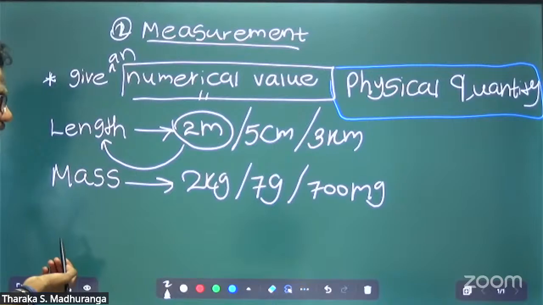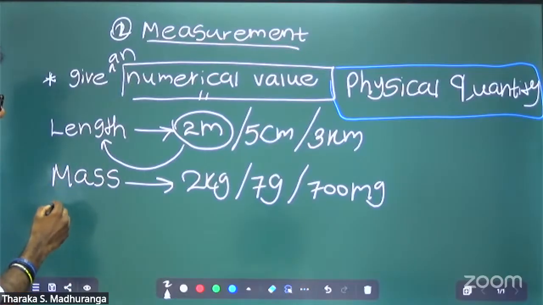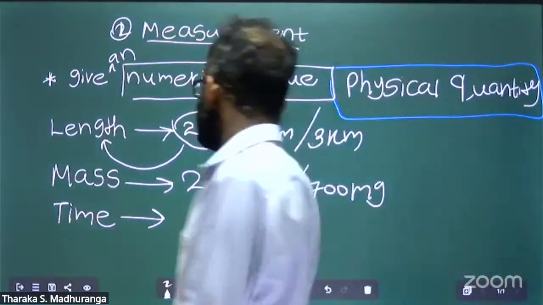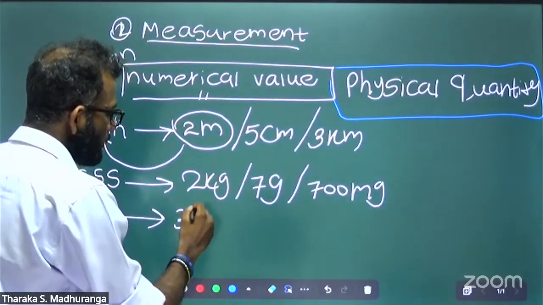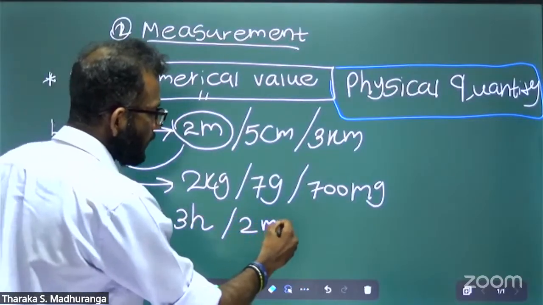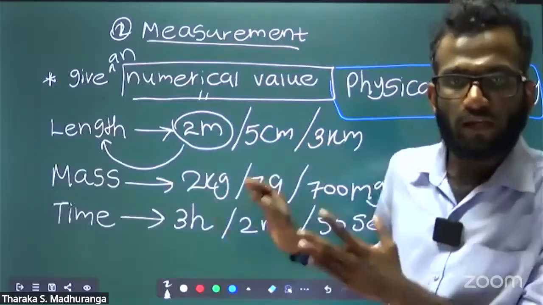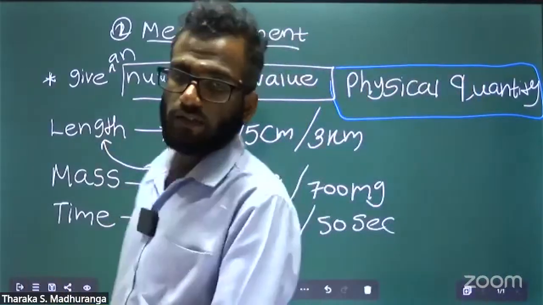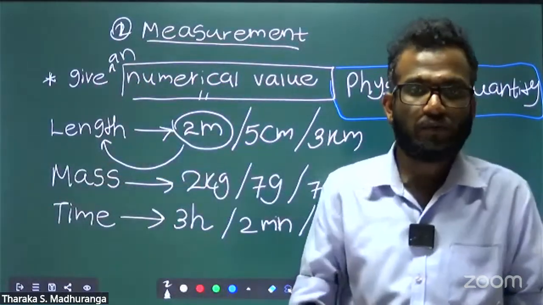Another example. If you consider time, that is also a physical quantity. We can measure time by numerical values: 2-3 hours, 2 minutes, 50 second. Different numerical values we can give for the physical quantity. The physical quantities are time, mass, length. They are the examples for physical quantities.